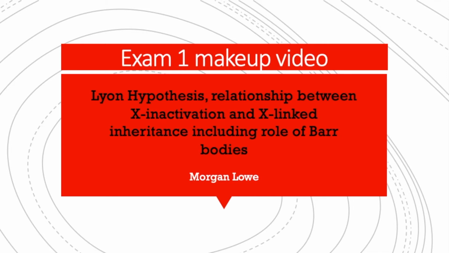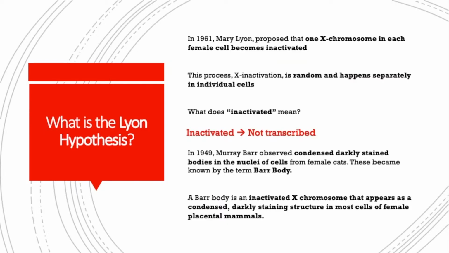Mary Lyon proposed that one X chromosome in each female cell becomes inactivated. This process, X inactivation, is random and happens separately in individual cells. Years earlier, Barr discovered Barr bodies.